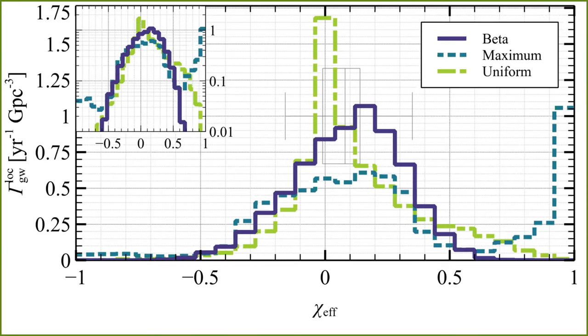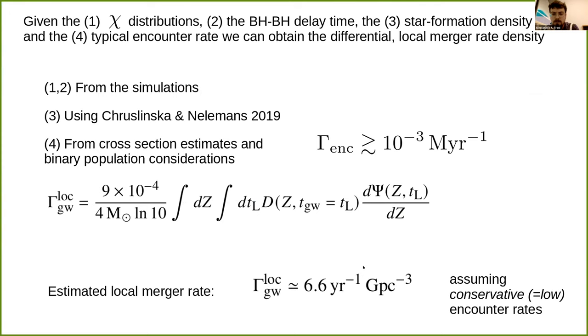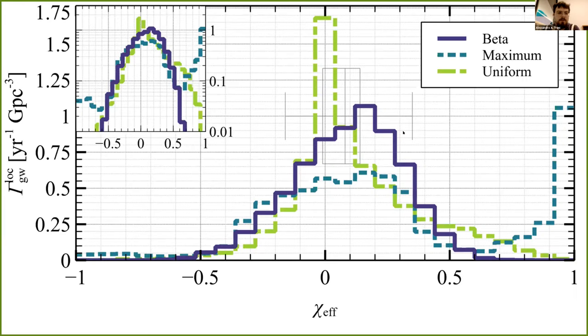So rather than obtain just an encounter rate, a merger rate, we can also have a differential merger rate that depends on the spin, for example the chi-effective parameter, and compare it again with the distribution of chi-effective observed. You can see that for the beta model, in which the dimensionless spin of the black holes is low, we obtain something that matches the observation, and particularly can reproduce the negative chi-effective, which indicates that the orientation of the spins of the black holes is opposite with respect to the binary orbital momentum.